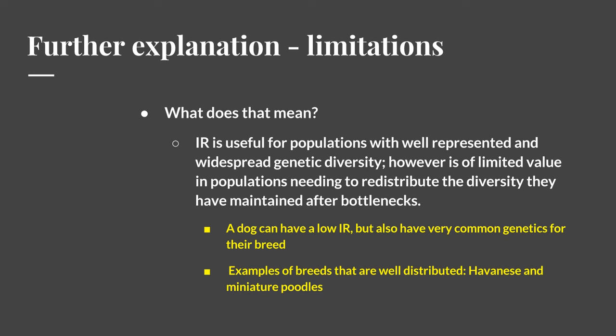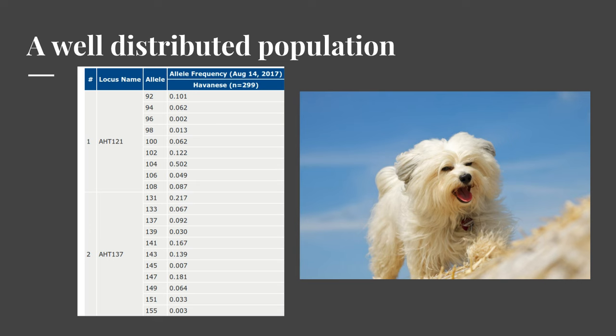Now here are examples of breeds that are very well distributed, and therefore IR is more important for them: Havanese and miniature poodles. They have maintained their genetic diversity breed-wide, so breeding for a low IR is very useful for them. So here's a well-distributed population, Havanese. When we say well-distributed, we're talking about allele frequencies. There are some low represented alleles, but they also have a lot of different alleles in their population, and they're pretty well distributed among the dogs that are sampled. Here you can see their frequencies, and you still have some that are carried by the majority of the population, but there's a lot of them and they're fairly well represented in the breed.